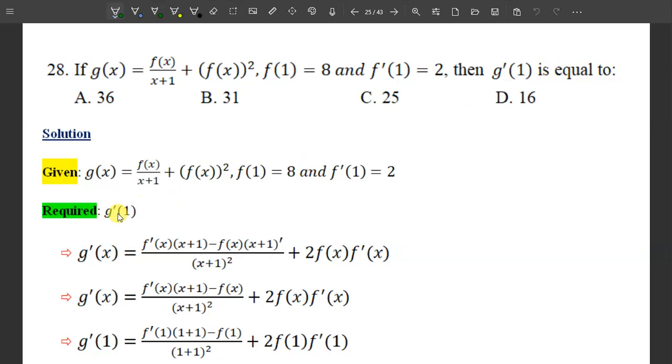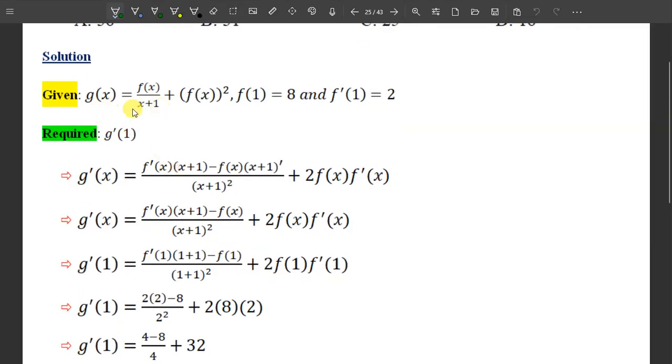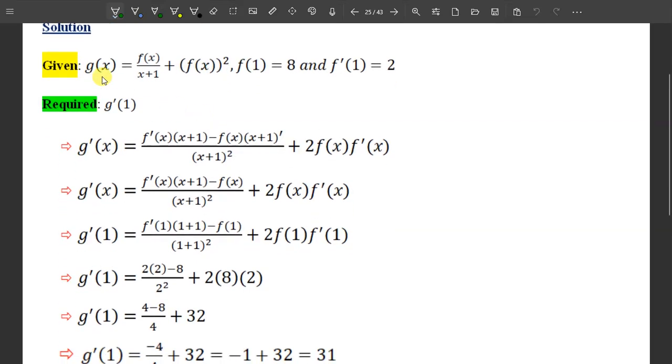Now here, g prime of 1 is going to be calculated from this one. It can be obtained from this one. The first thing, we start with the original function, g of x is equal to f of x over x plus 1, plus f of x the whole square. Here, derive both sides of this function.